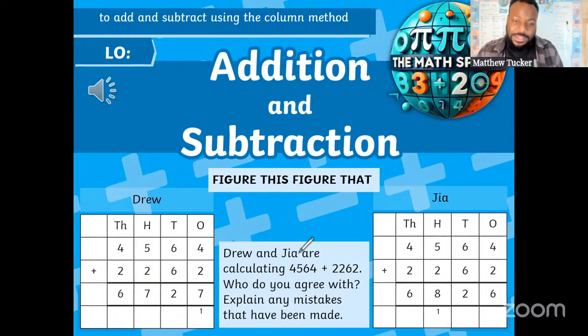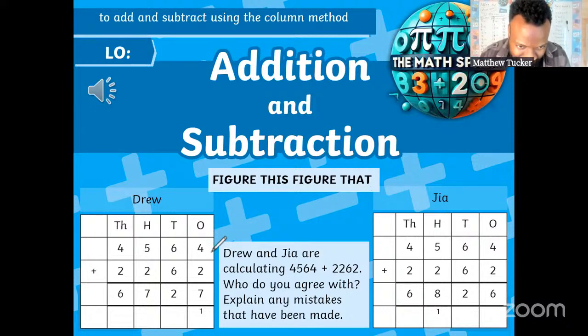So Drew and Jaya are calculating 4,564 plus 2,262. So 4-digit numbers, big ones. Who do you agree with? Explain any mistakes that have been made. Well, let's look at this and see.